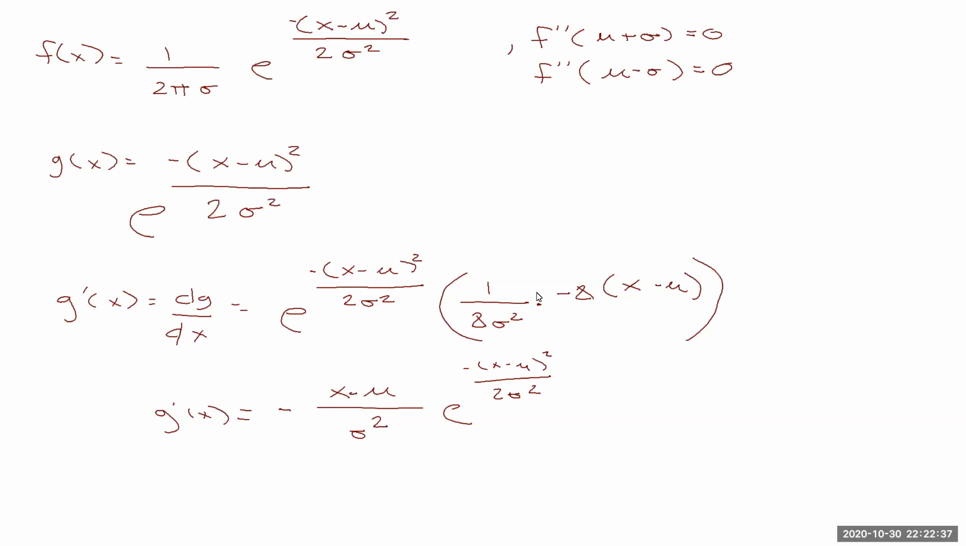So now we just simplify by bringing x minus mu to the front, bringing sigma squared to the front. The 2's will cancel out, and we still have this negative right here, and then e to the same exponent.